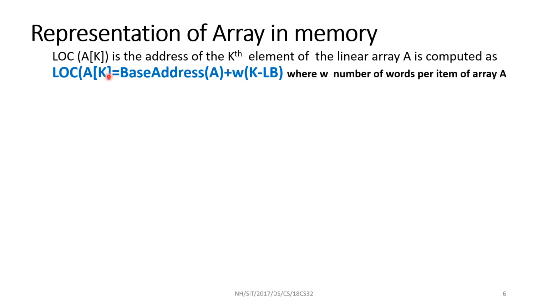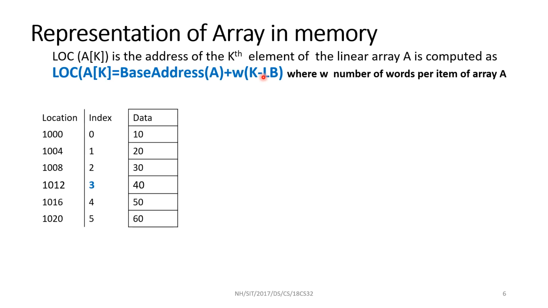K is the position of interest, the position whose physical address you want to compute, minus where you are starting the array, that is the lower bound, the lower index. We'll take one example.